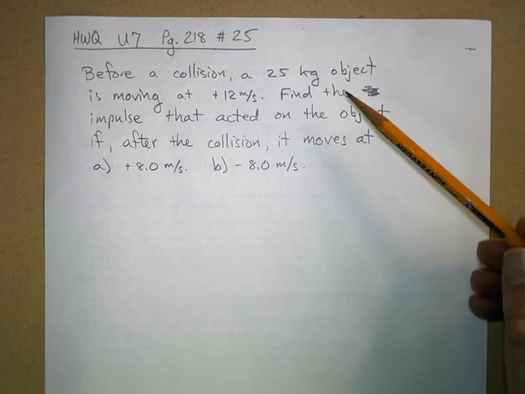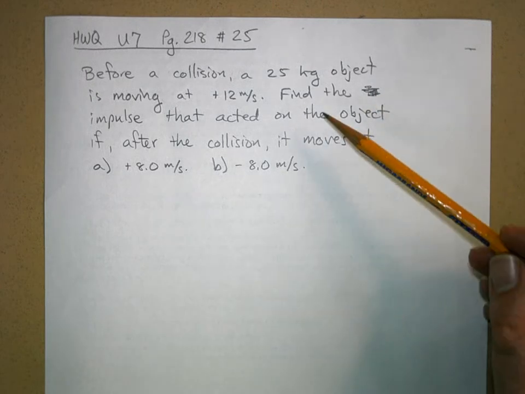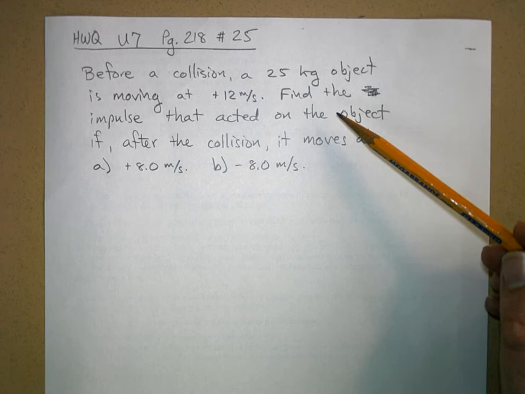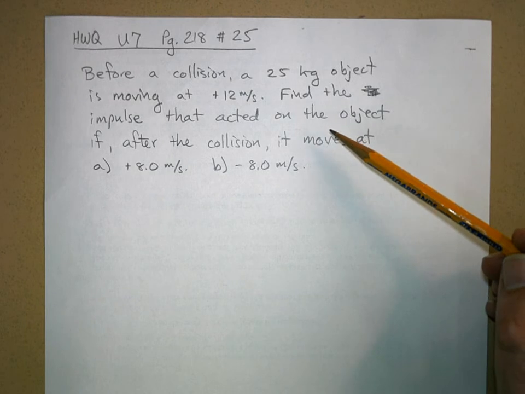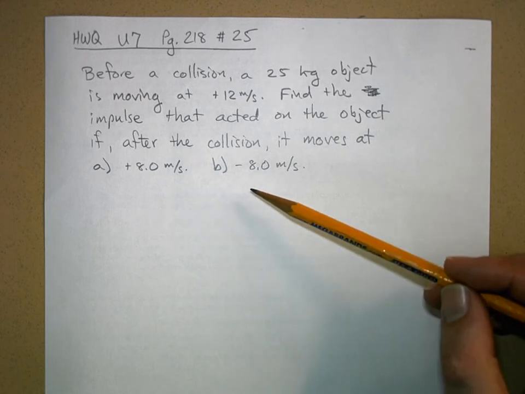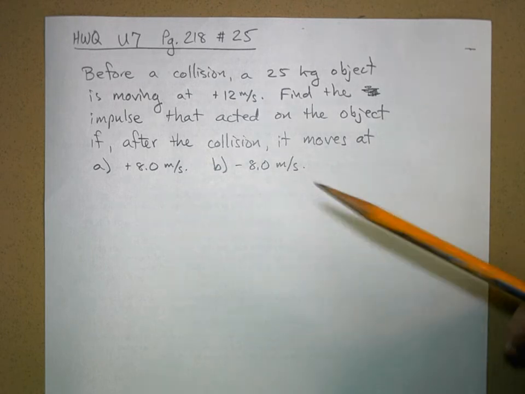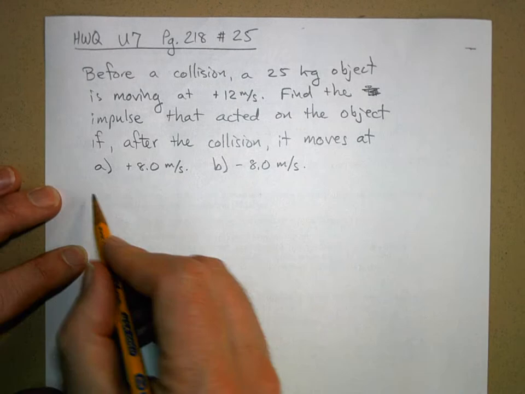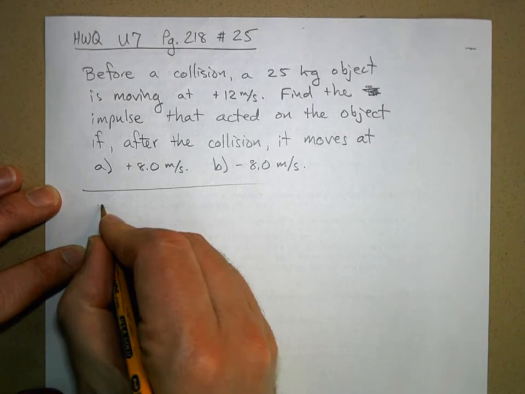Before a collision, a 25 kilogram object is moving at 12 meters per second. Find the impulse that acted on the object if, after the collision, it moves at positive 8 meters per second, or B, negative 8 meters per second. So let's solve this. Let's do given, find, and solve.